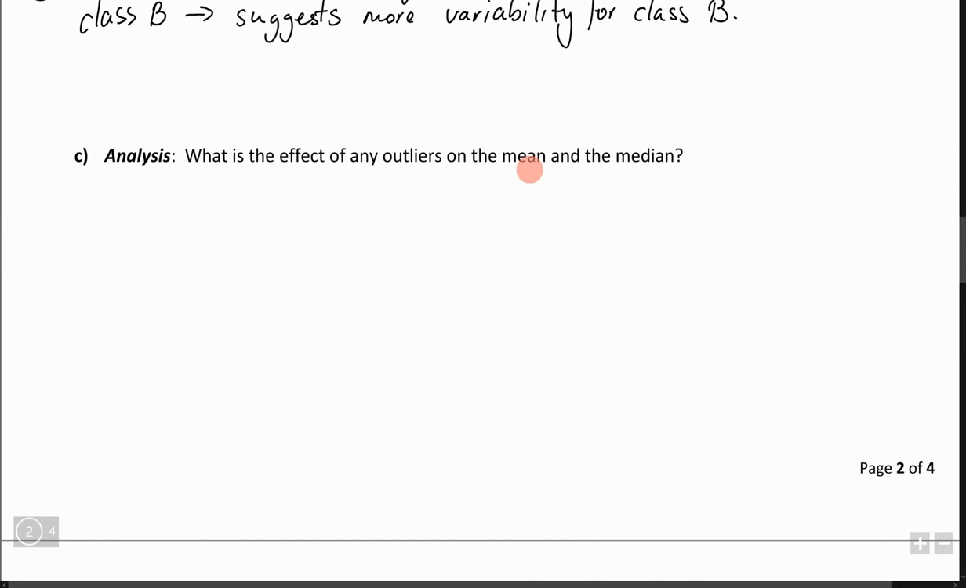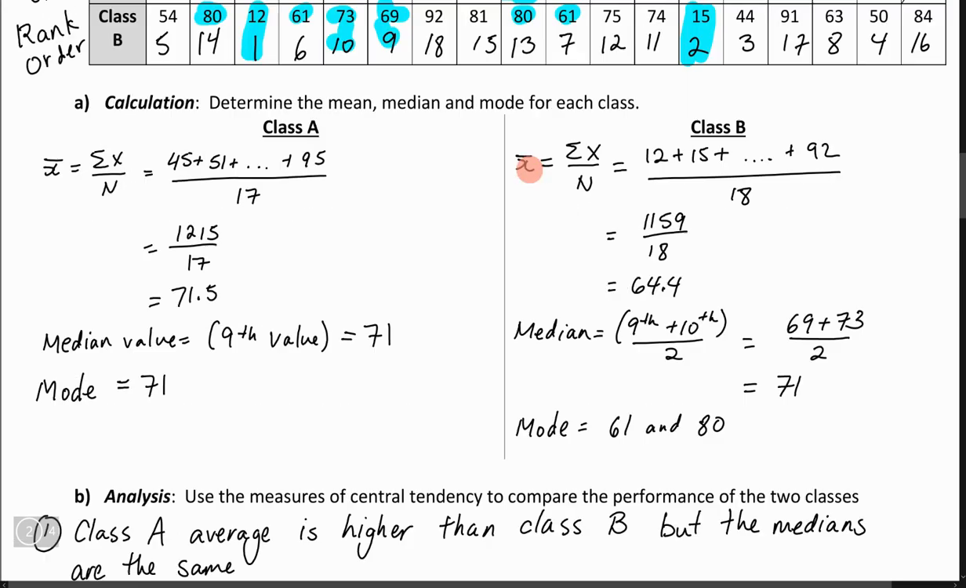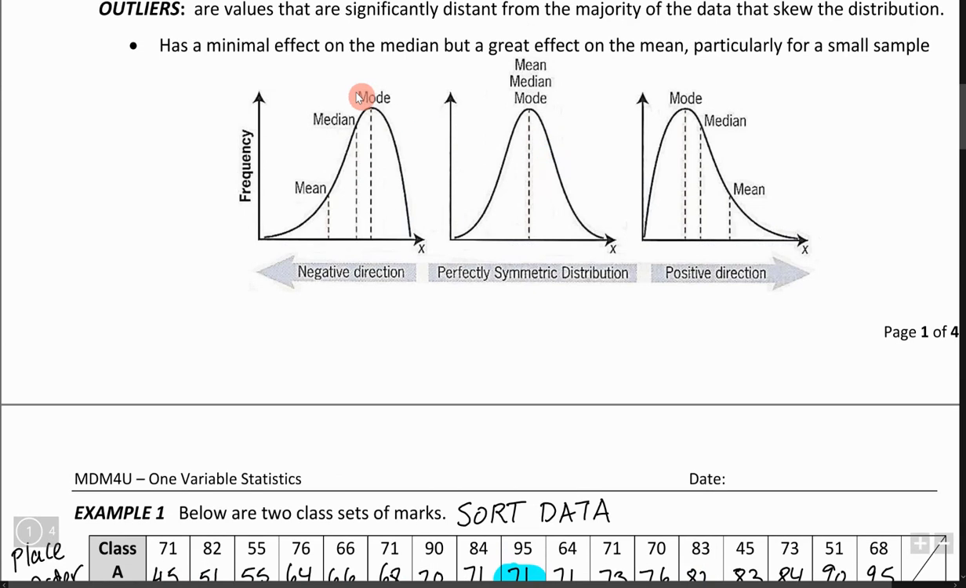So I'm going to say here the outliers in class B are causing a left skewed distribution. So what you're going to get is something like this: outliers that bring your mean average down.